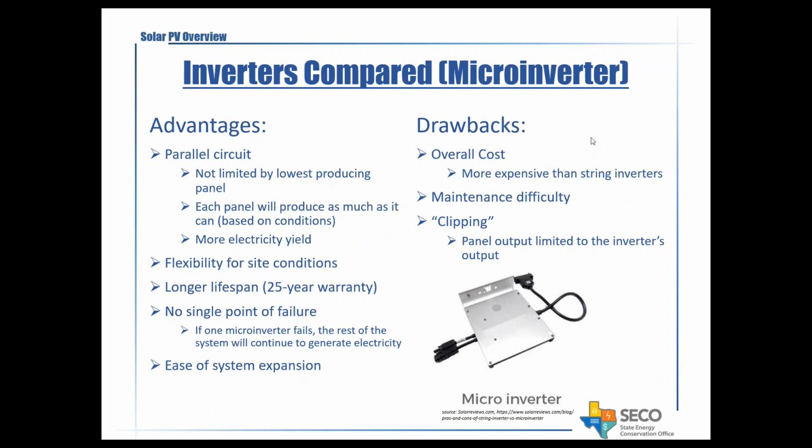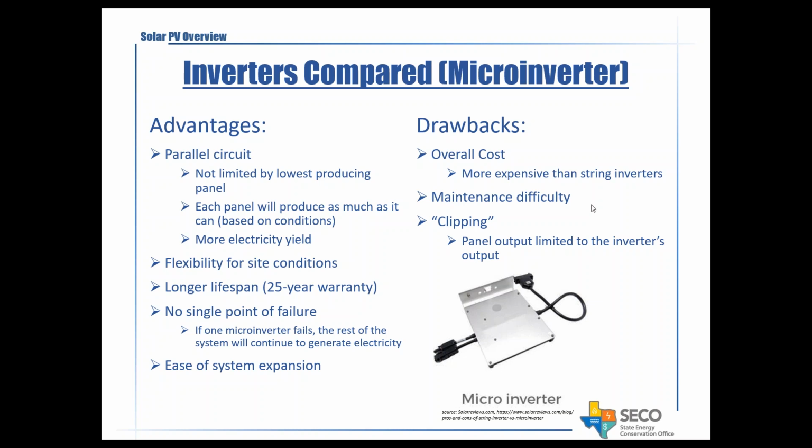So the drawbacks for the microinverters is the overall cost. I think it's a little bit more expensive. I think the numbers we were looking at were about $1,000 per 5 kW of the system capacity, price difference compared to the string inverters. But as the scales get larger and larger with your system, then those price differences can change.